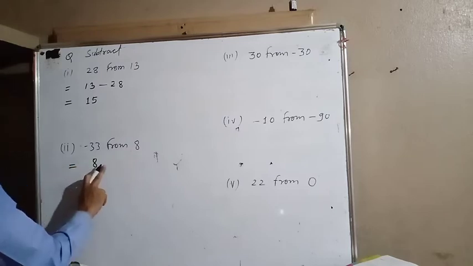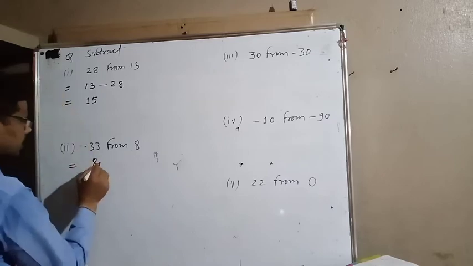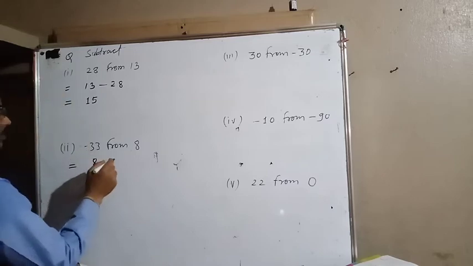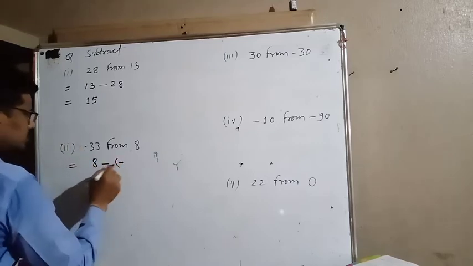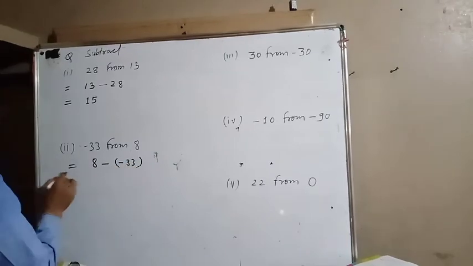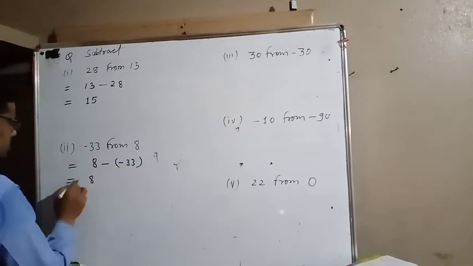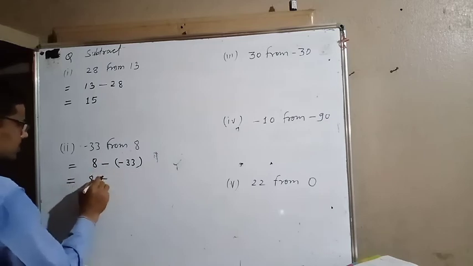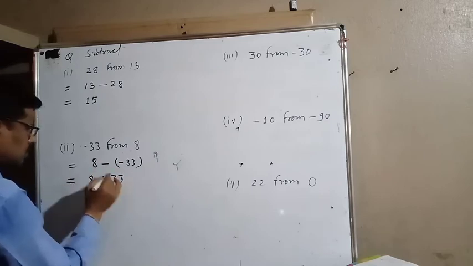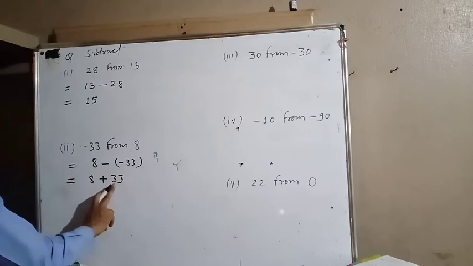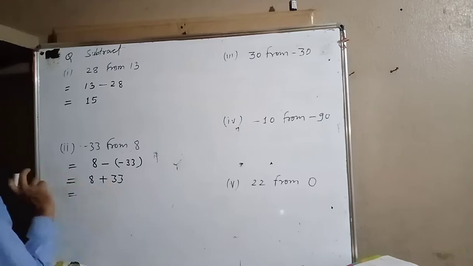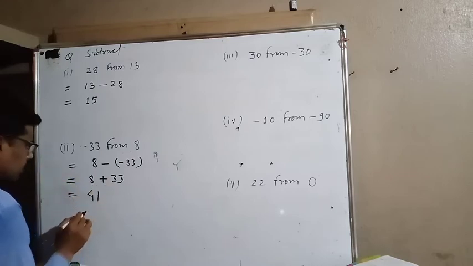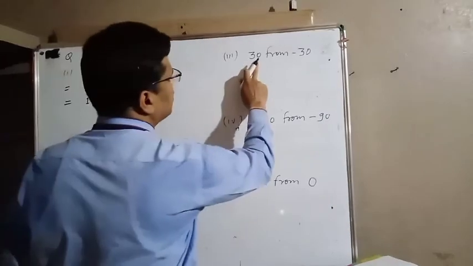Then which sign will we use? We have to place the minus sign. This number is negative, yes. I have already made it clear: if an integer has a negative sign, we have to put brackets. Now 8 will come as it is. Minus minus becomes plus. Now these two integers have the same sign: plus, and this number is also positive. If a number doesn't have any sign, it is considered positive. 33 and 8, what do we get here? 41.